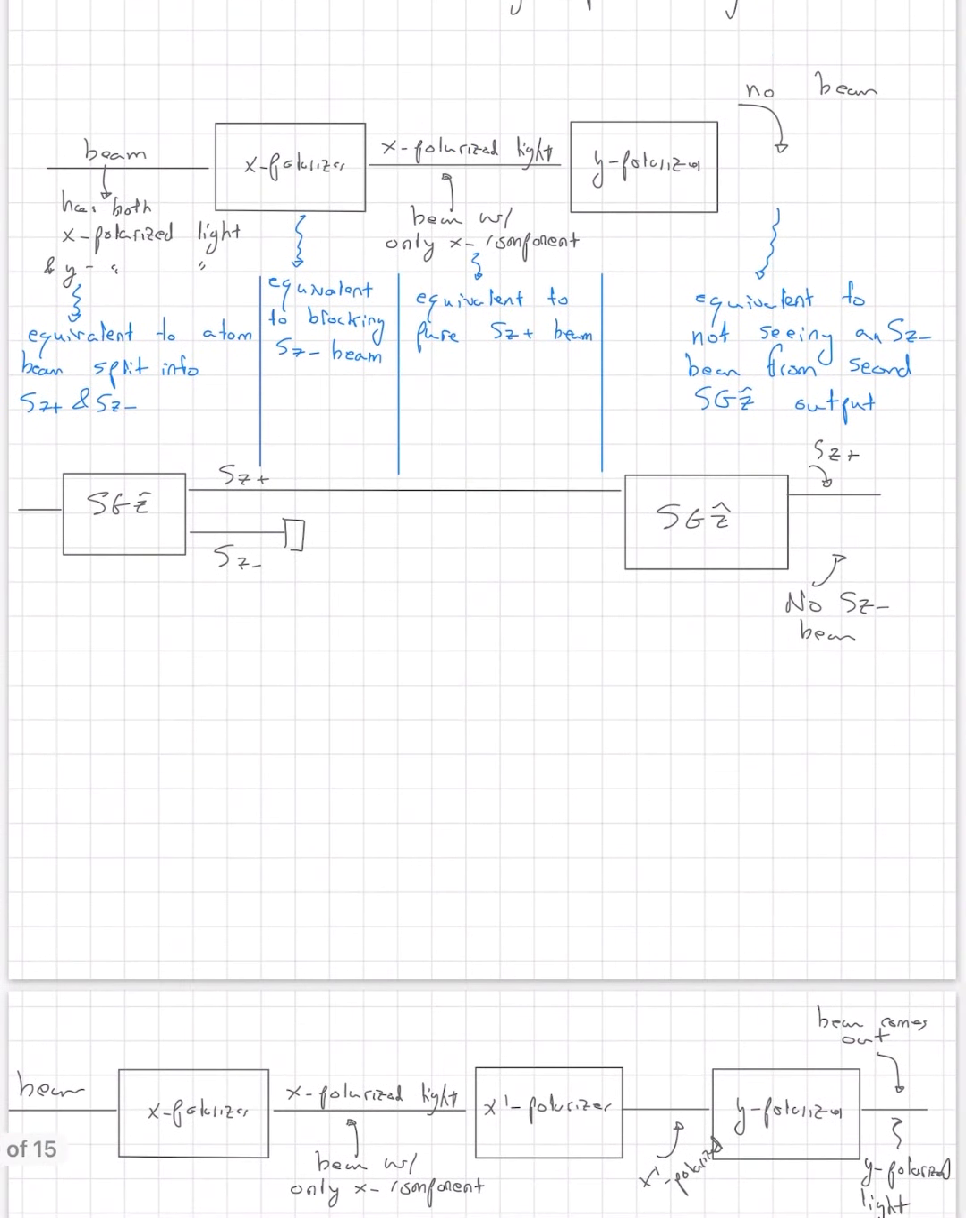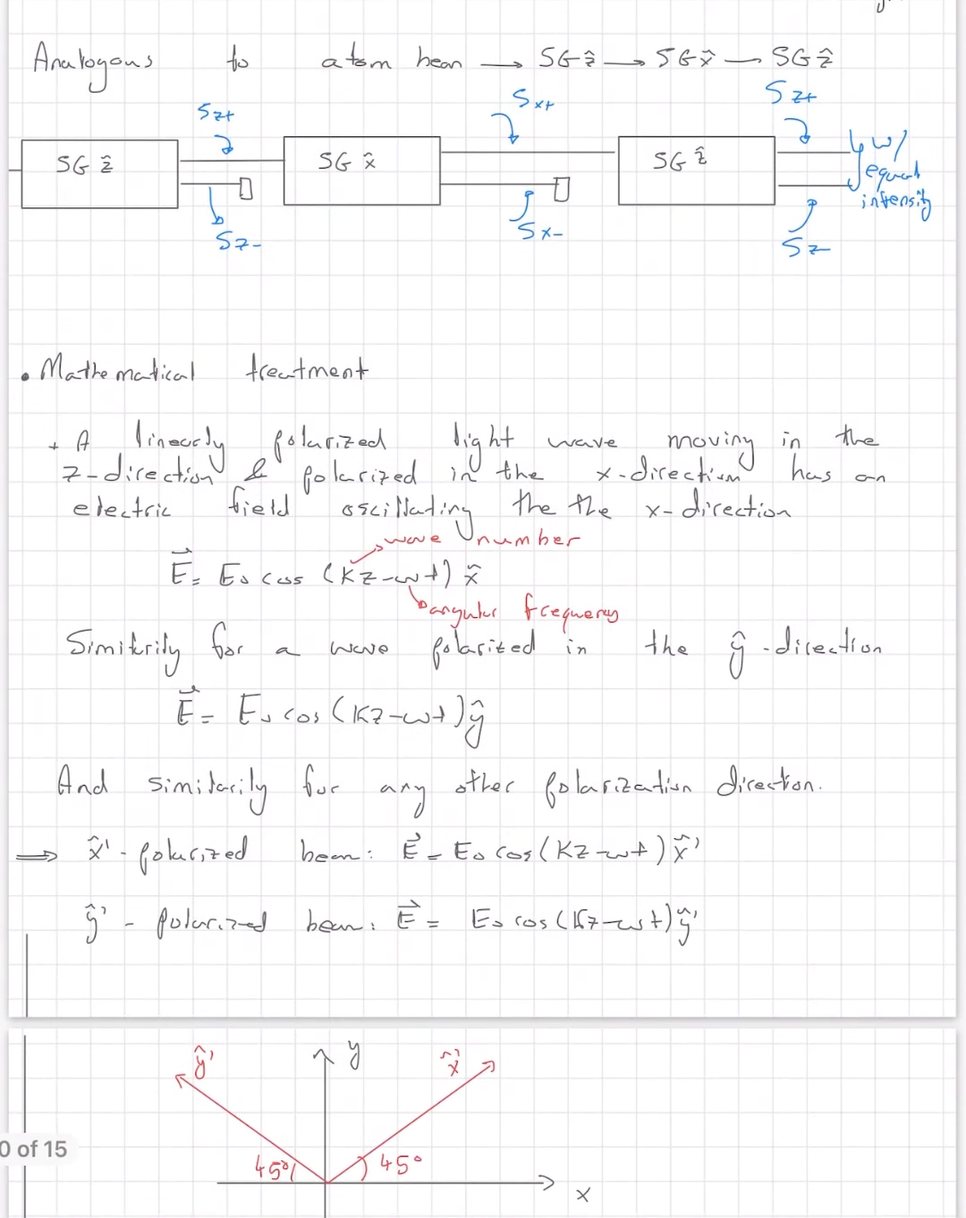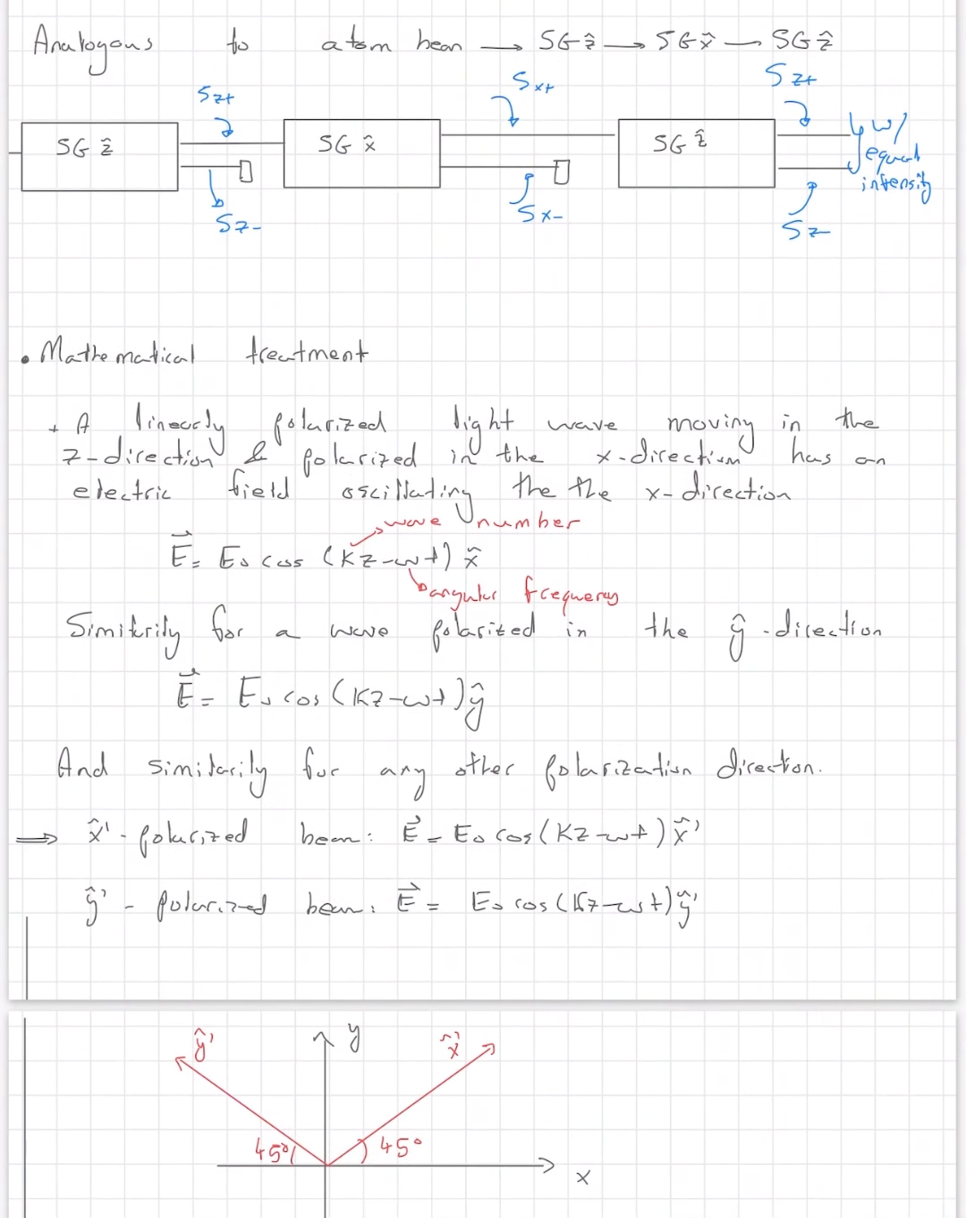So what we're trying to do right now is just to try to bring our problem to something that we're more familiar with, which is light and waves. So let's see how we can give a mathematical description to the light polarization problem. A linearly polarized light, which is moving in the Z direction and is polarized in the X direction, has an electric field which oscillates in the X direction. And it's expressed through this formula over here. So this is an electric field that has a magnitude of E naught, and this is an oscillating function which oscillates in the X direction.